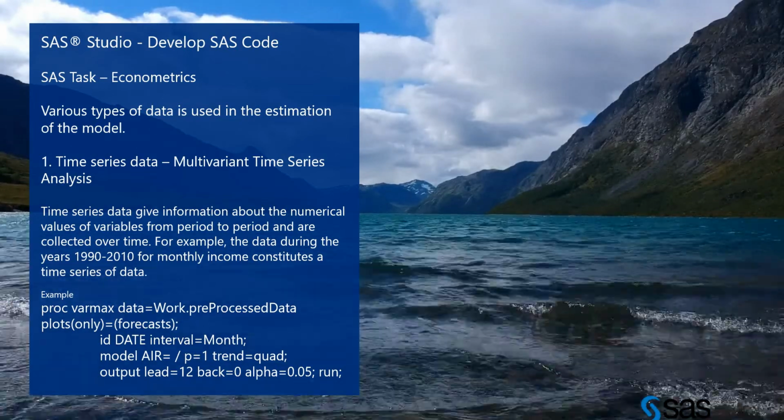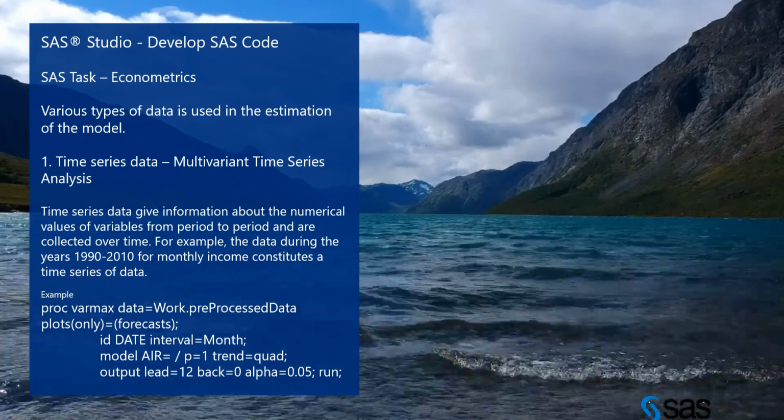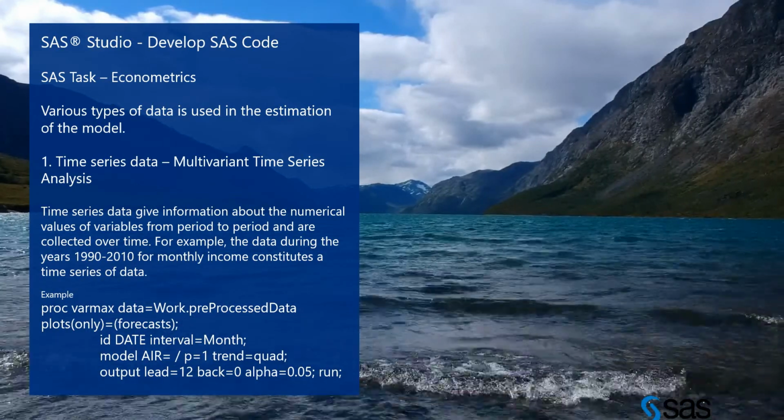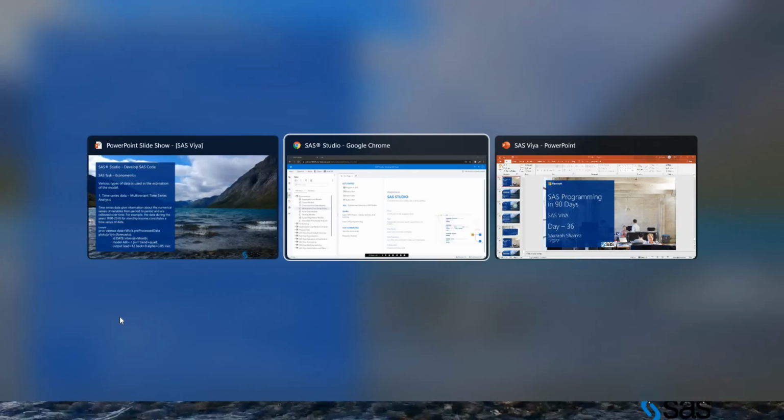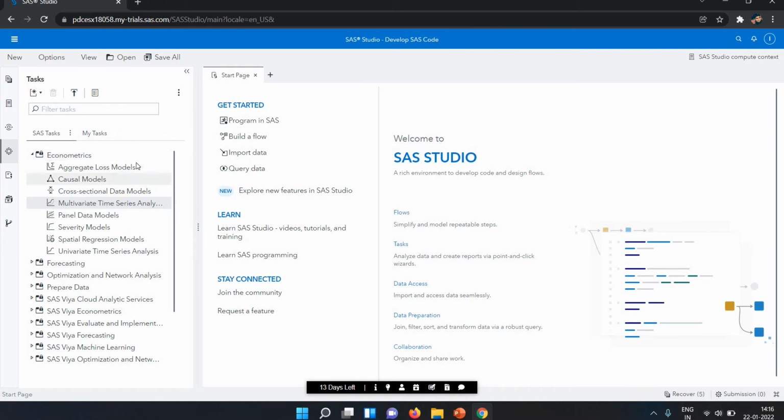Okay, so this is how they created the ID. In the ID, we selected the date, and the interval as the month. For the model, we use the air data model. Okay, let's see how we are creating the multivariate time series data.